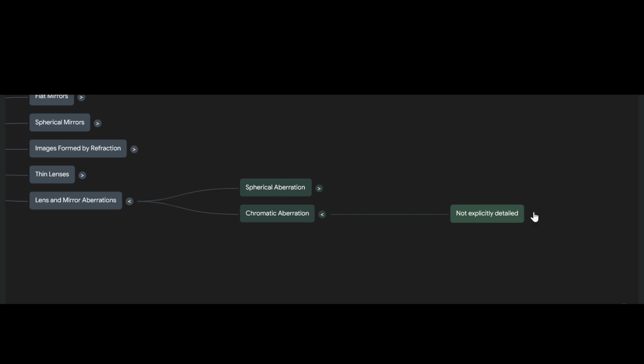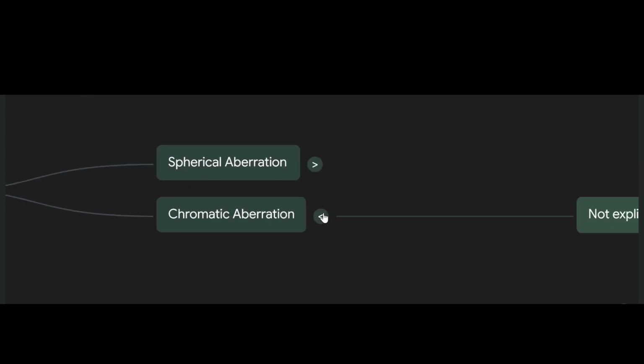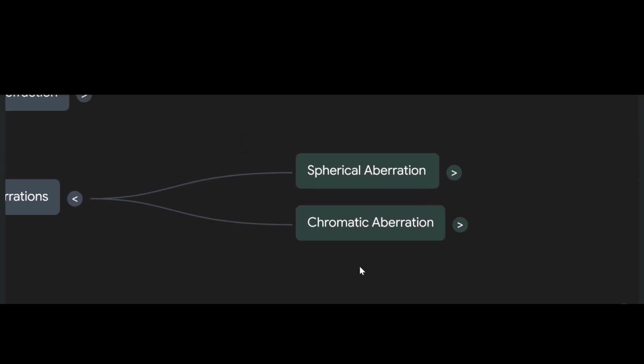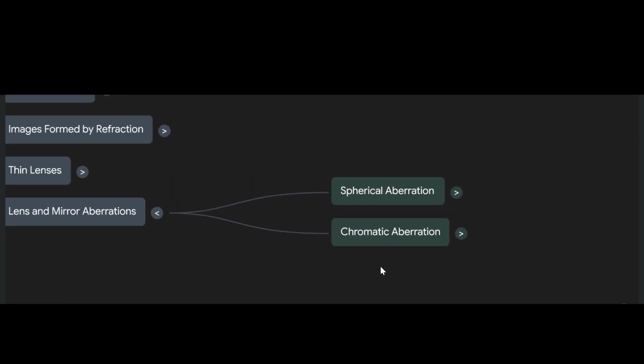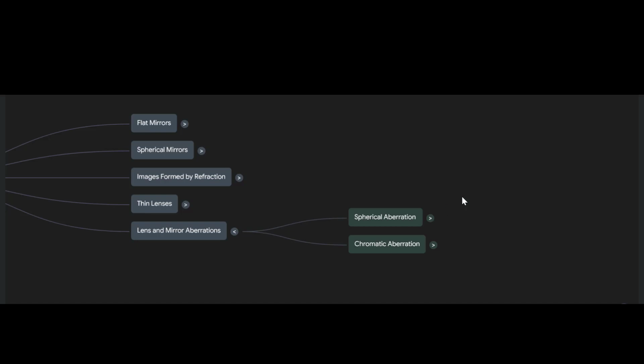It means a simple lens can't focus all colors at the exact same point. Blue might focus slightly closer to the lens than red. Ah, so the focus is smeared out by color. Exactly. It leads to color fringing, especially noticeable around high contrast edges in a photo, like purple or green outlines. Degrades sharpness. That sounds like a problem for cameras and telescopes. How do they fix that?